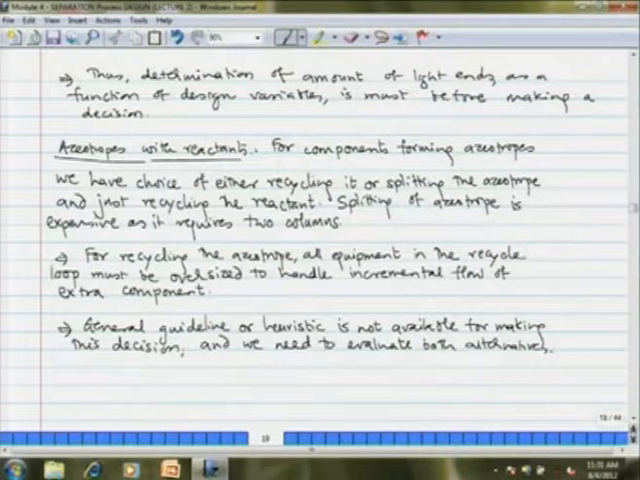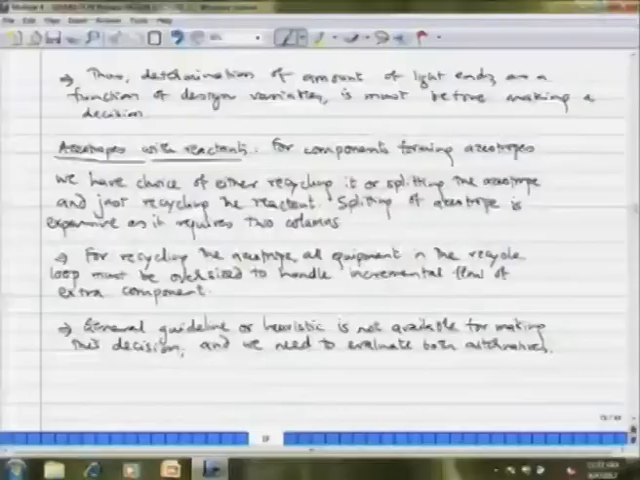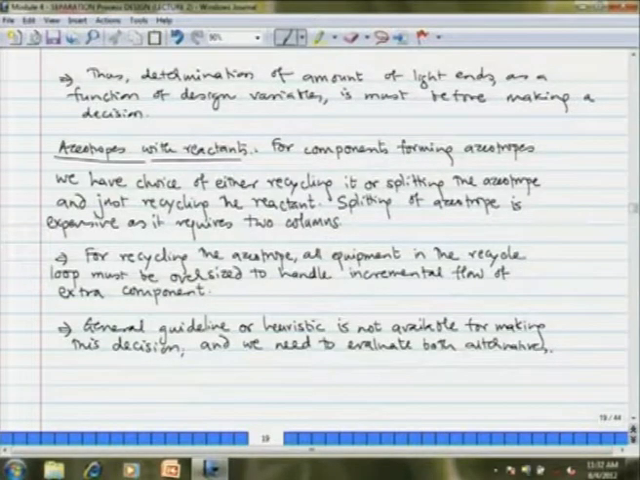Azeotropes with reactants. If a component forms an azeotrope, we have the choice of either recycling it or splitting it. If the component forms an azeotrope with the reactant, then we have trouble, because if we have to recycle the unreacted reactant to the reactor, the azeotrope component also gets recycled. Then we have to split the azeotrope. If the azeotrope forming component is deleterious, going to trigger side reactions or have some adverse impact on the process, we have to split the azeotrope to recycle just the reactant.